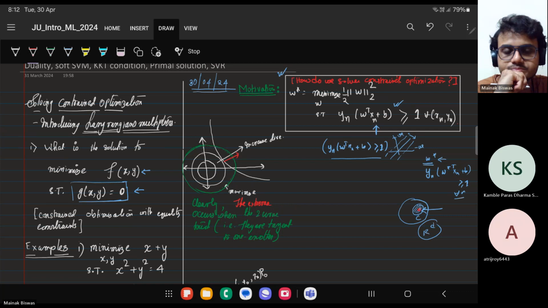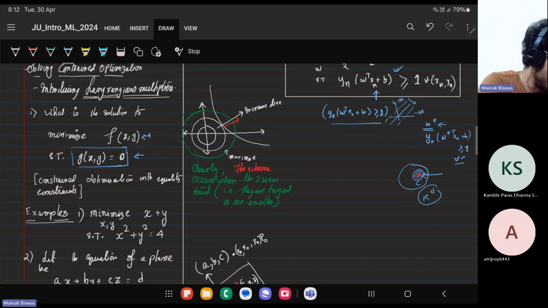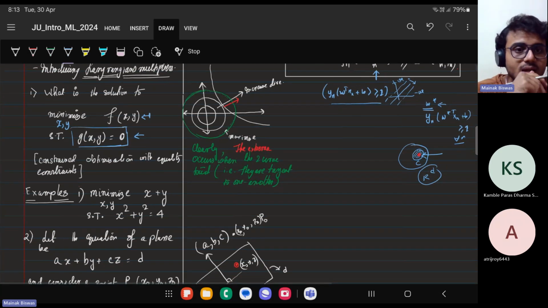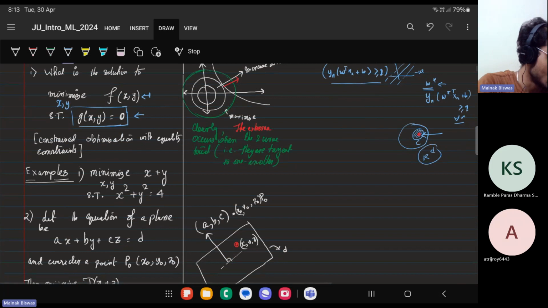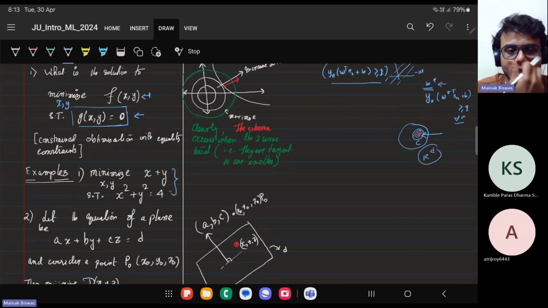Let us, for example, take f(x, y) to be a function that you want to optimize over x and y. The variables here are x and y, but you can't just maximize it. You are told to maximize it only at those points where another function is 0. So let us take a particular example and try to understand this. Say we are told to maximize x plus y, given that x squared plus y squared is equal to 4.